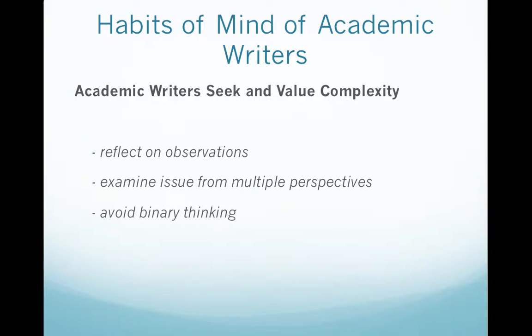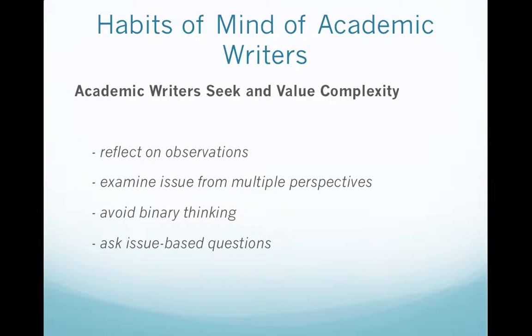Academics avoid binary thinking. Binary thinking is basically the view that there can only be two sides to an issue, that things fall into simple categories of pro and con, or right and wrong, good and bad, kind of black and white. In general, that's a very simple way to look at things. Academics prefer to look at a more complex picture where there's more than just two sides. There are many sides, things that fall in between different categories, different shades of gray, not just black and white.